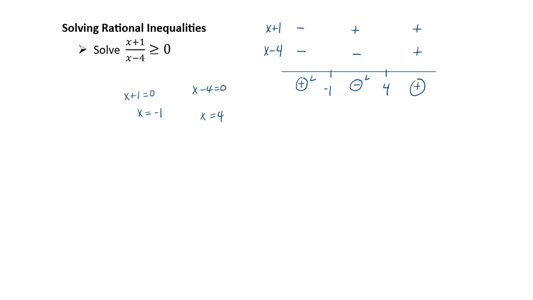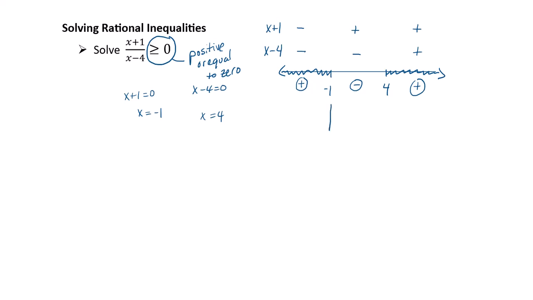So what kind of intervals am I after for this? I am after intervals that are greater than or equal to 0. This means positive or equal to 0. For us, this is a positive interval, and this is a positive interval based on the results of our sign chart. So I'm going to use those two intervals, and now I need to decide how to treat the boundary points.